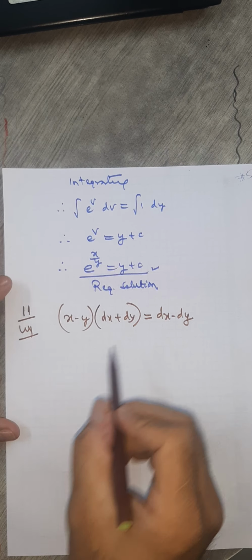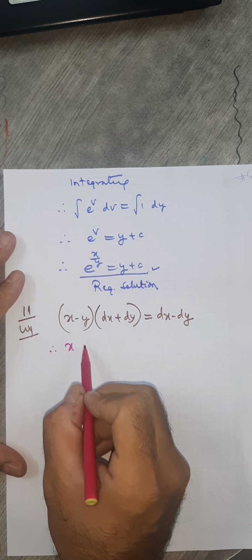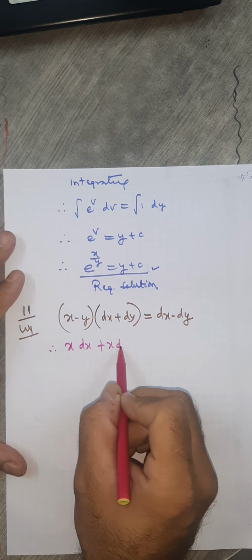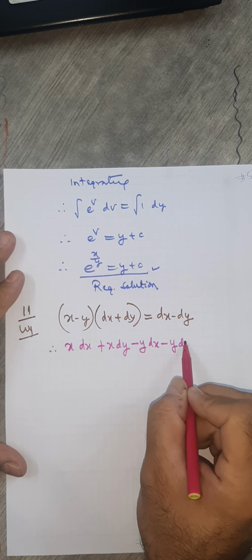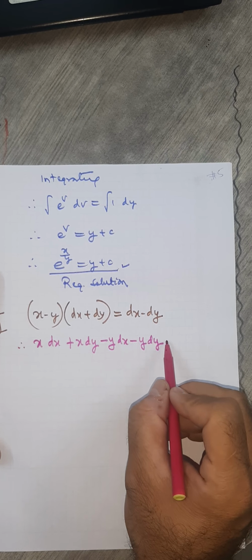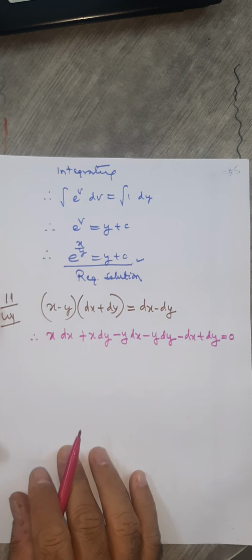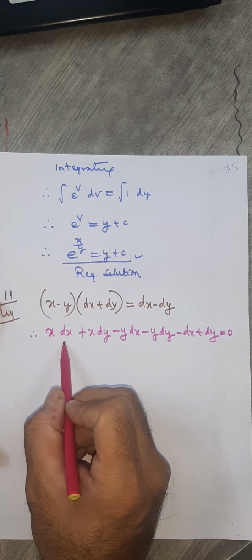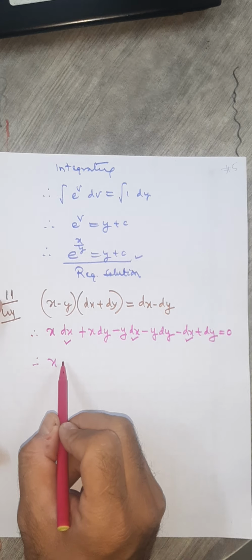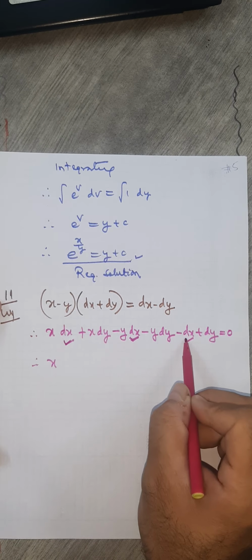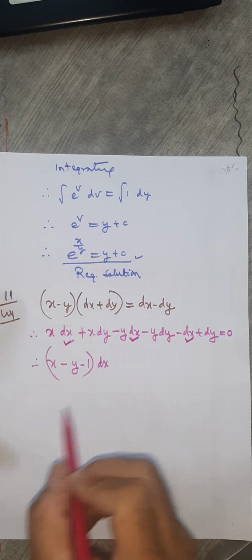Question number 11. You are given this differential equation. I'll just open the bracket on the left hand side. So x into dx plus x into dy minus y into dx minus y into dy minus dx plus dy equals 0. Now what I'll do, I'll take dx common from this and this. So what I'll get, x, then here minus y, here minus 1 into dx.